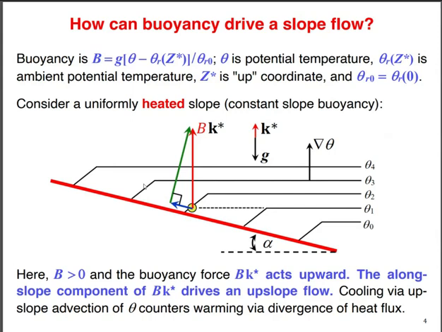The buoyancy is trying to accelerate the flow up the slope, but it's dragging along your environmental potential temperature, and that's going to be providing cooling, which is going to counter the buoyancy. And conceivably, if you get a balance between those two, you get a steady state. Okay, and that's kind of the essence of what the Prandtl model is about.